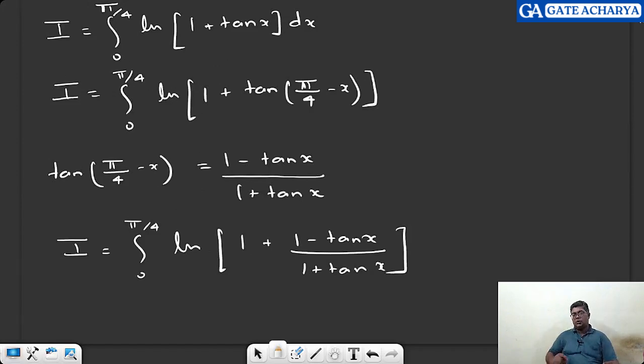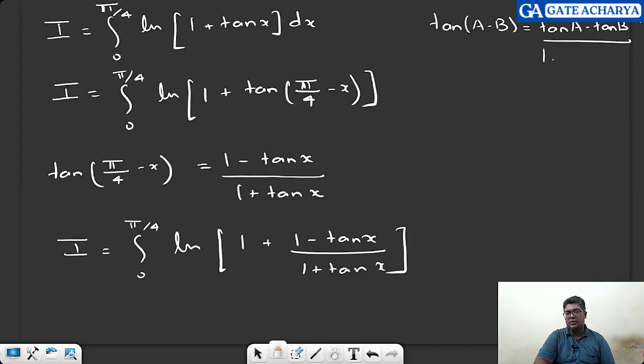Okay, for those who don't remember this property, you can actually work it out from this. You remember tan A minus tan B. The formula is tan A minus tan B divided by what? 1 plus tan A tan B. Okay, so this is the formula, and here A value is pi by 4, B value is x. So that's how it gets converted. And this is actually a famous trigonometric relationship also.